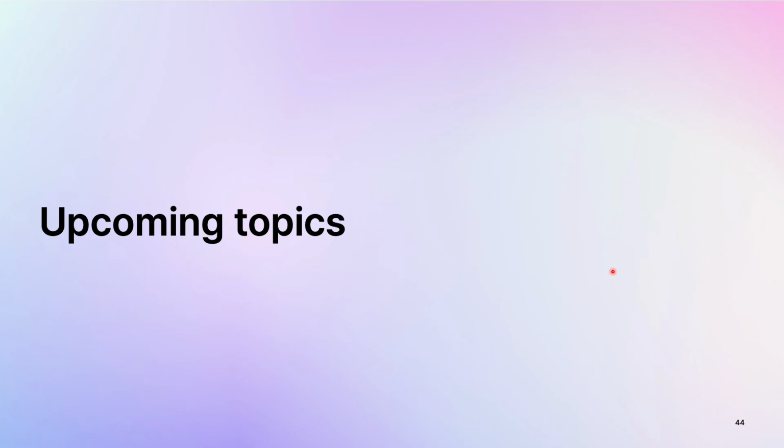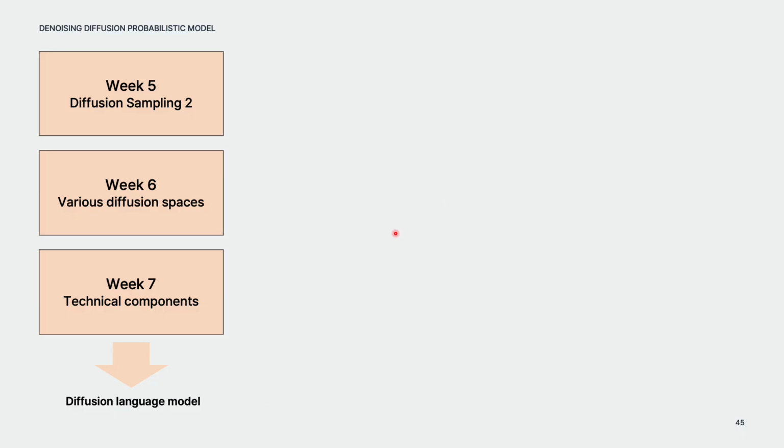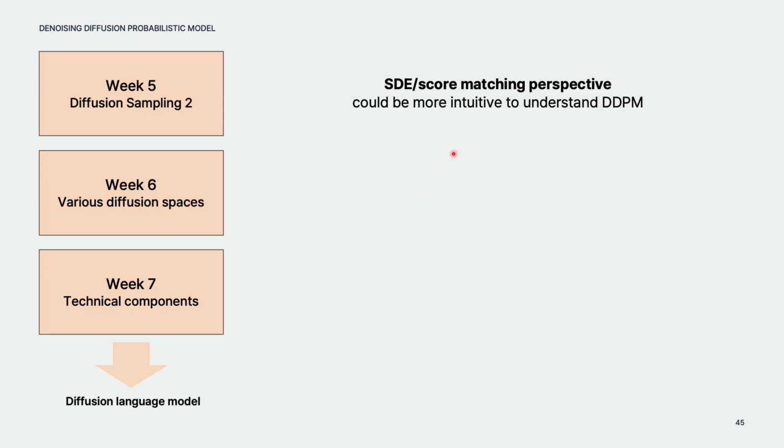So this was it for DDPM. And now let's see the upcoming topics. So in week 5, we will dive deeper into diffusion models. And crucially, we will see the SDE, stochastic differential equation, and score matching perspective. And if you found DDPM to be slightly unintuitive in this session, you may want to look at the week 5 lecture, as the SDE and score matching perspective could be more intuitive to understand DDPM.